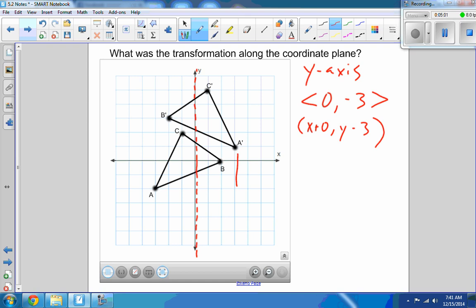So if I combine those two, I end up with this as a transformation. Negative x, y minus 3. Now let's check to see if that actually works. A was at 3, 1. I apply that transformation, and I get A prime, negative 3, 1 minus 2, negative 3, negative 2.